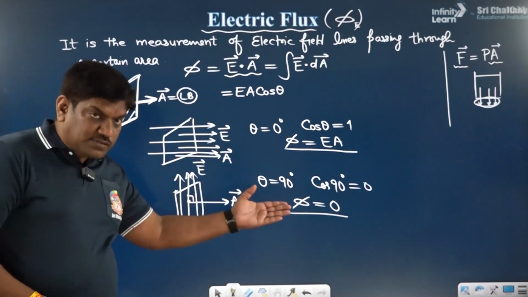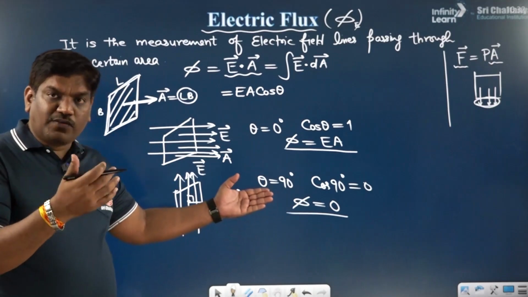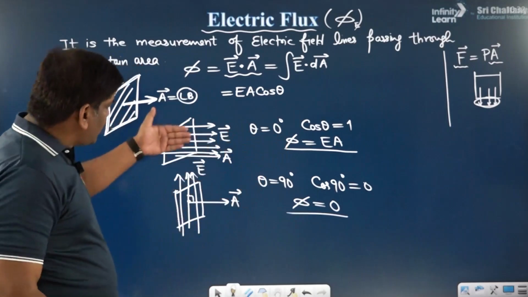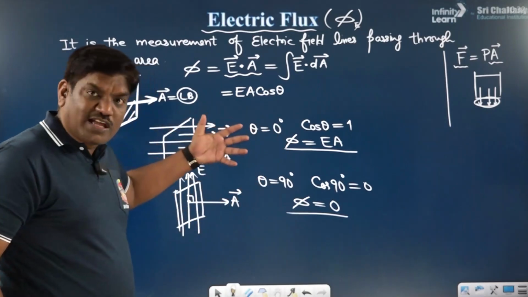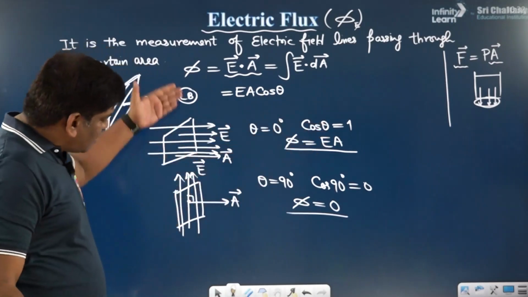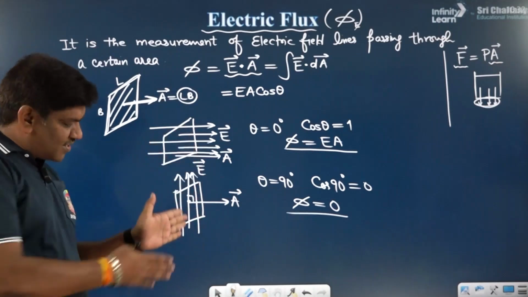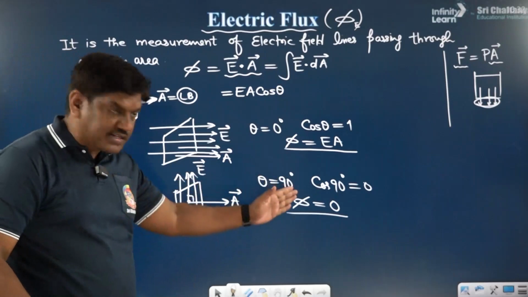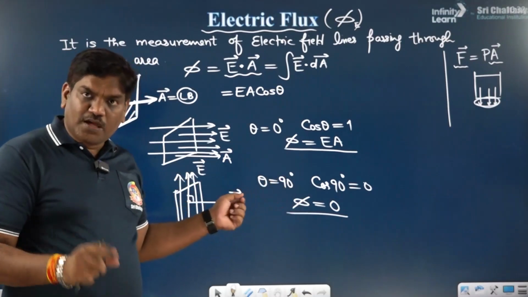When you calculate the flux, it is the number of field lines which are crossing that area. Here the maximum number of field lines are crossing the area, that's why it is E into A. But here no field lines are crossing. They are just grazing on the plane, not crossing it. That's why the flux becomes 0 only. Understood?